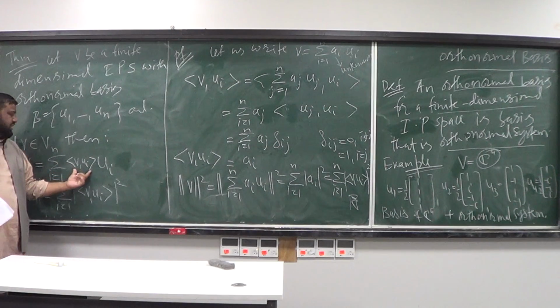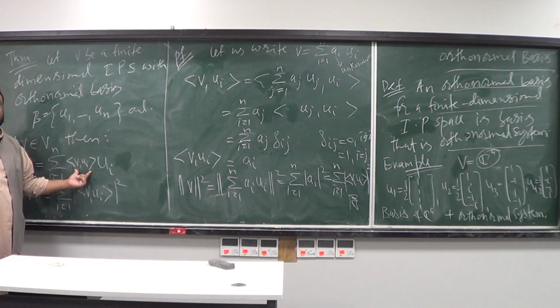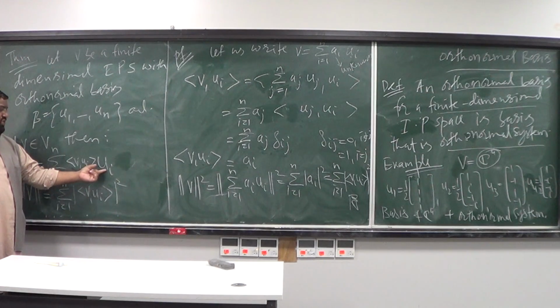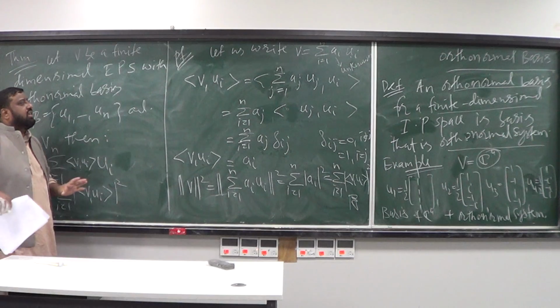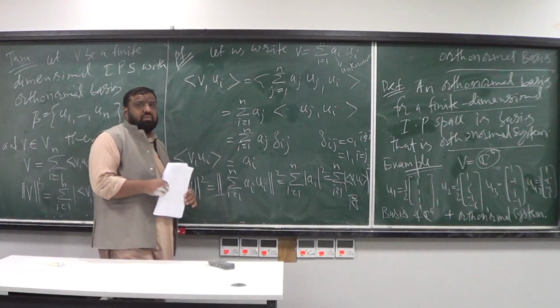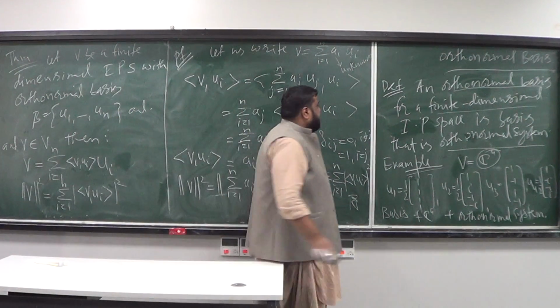Where for these coefficients of the ui, you don't have to solve a system of equations. Just take the inner product of v with ui, and that will be the coefficient of ui. And its magnitude is simply obtained by taking these coefficients, squaring them and summing them. So for a finite dimensional inner product space, an orthonormal basis rocks.